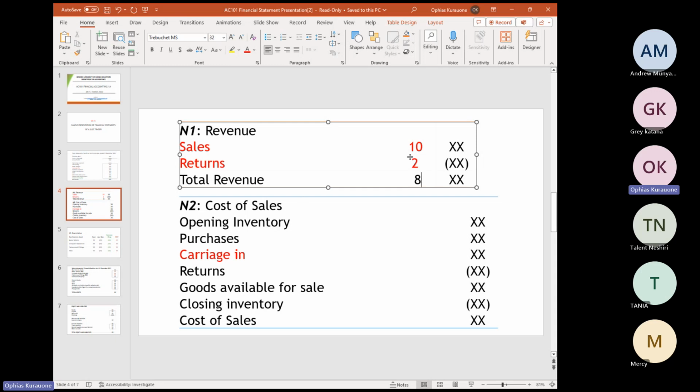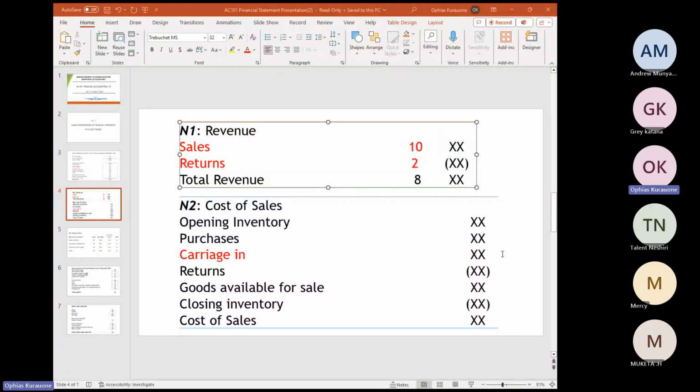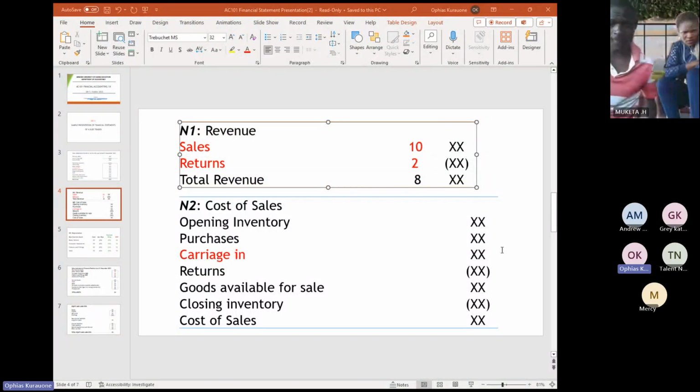Then after this, if you want to go deeper, you cannot just sell goods before you incur some costs. Usually you go and order from suppliers, and the supplier will sell the goods to you. These are expenses which are going to be incurred by the business.